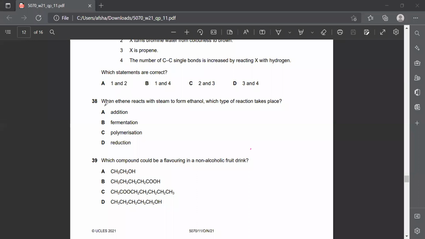Moving on to question number 38, when ethene reacts with the steam to form ethanol, which type of reaction takes place? So we need to understand that the characteristic reaction of alkenes is basically the addition reaction. Addition with hydrogen, addition with water, addition with halogens. So their characteristic reaction is basically addition. So here we have the answer A, 38A.